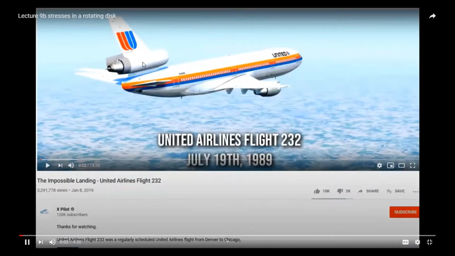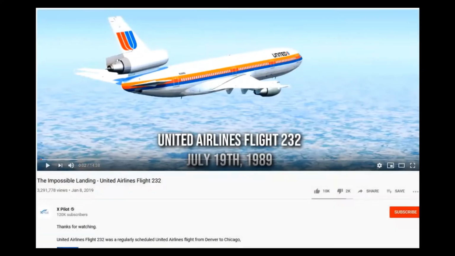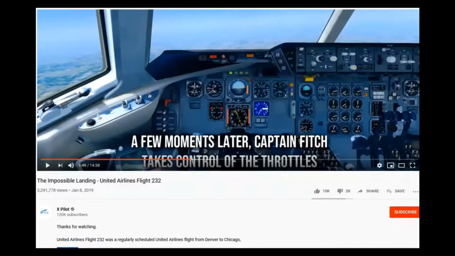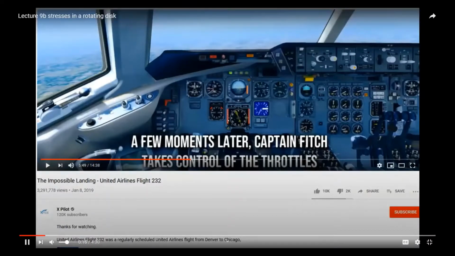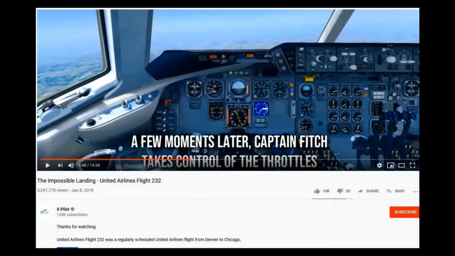On July 19, 1989, experienced a catastrophic failure of the turbine disc in the tail engine, which severed the hydraulic control lines. Failure of the disc in the tail engine was driven by dynamic loading that propagated from a defect in the original casting of the disc.